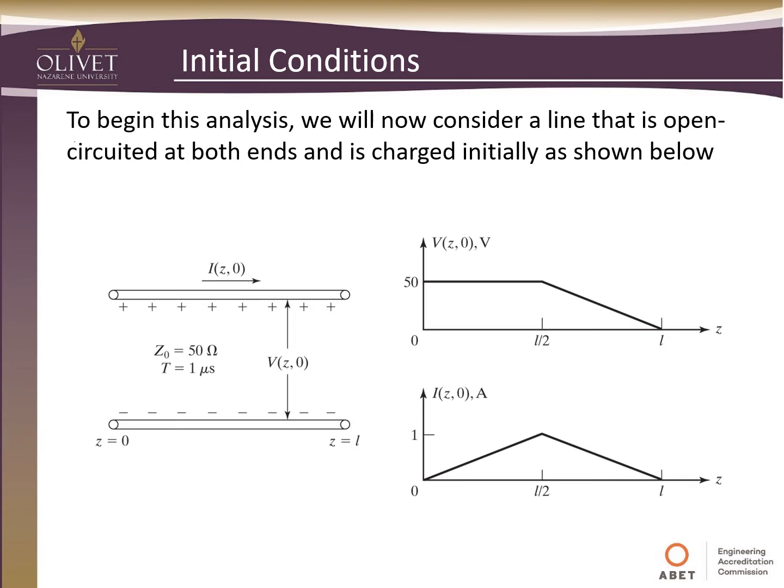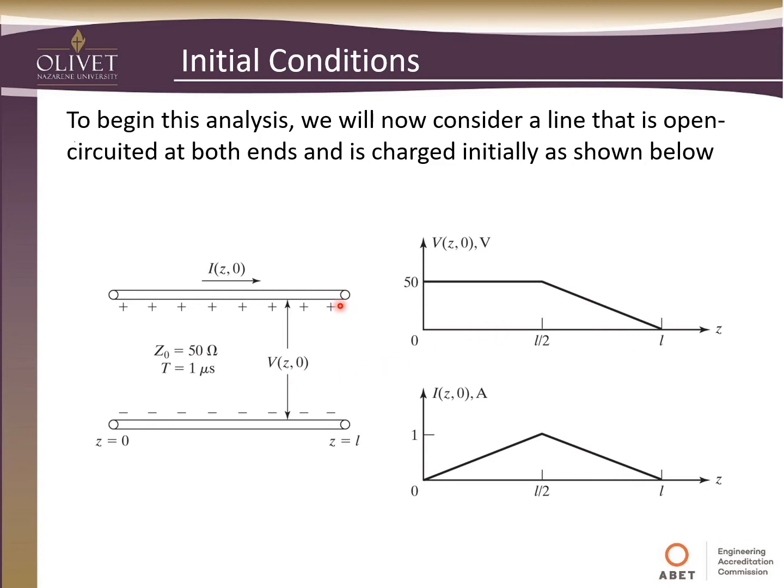So to begin this analysis, we want to consider a line that is open circuited at both ends. So there's no source, there's no load, it's just the transmission line. And so we want to consider the situation where there's some initial charge on this line. And so if we look at the line defined here from z equals 0 to z equals L, we do have an impedance and a time period associated with this.